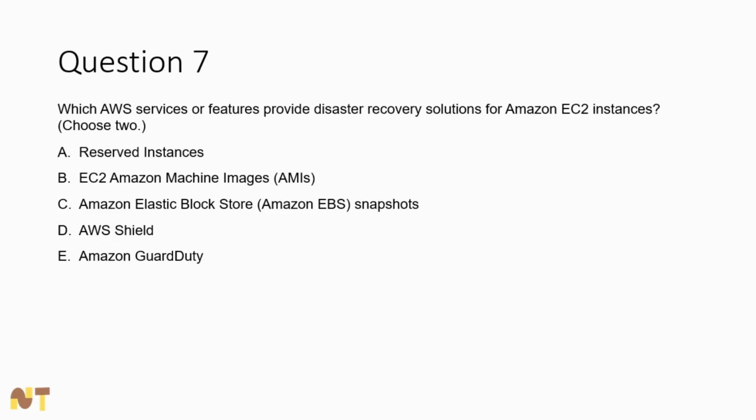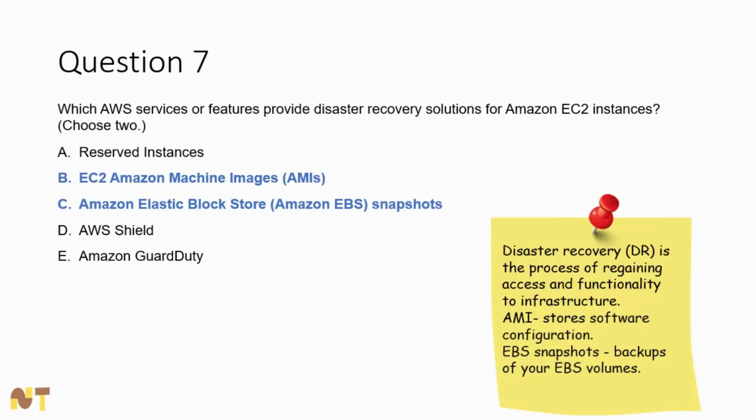So, disaster recovery means in case your EC2 instance is terminated for some reason, then you should be able to recover that EC2 instance as soon as possible. Let's understand what the recovery options are. So, using AMIs and EBS snapshots, you can recover the EC2 instance. Let's understand how you can do it.